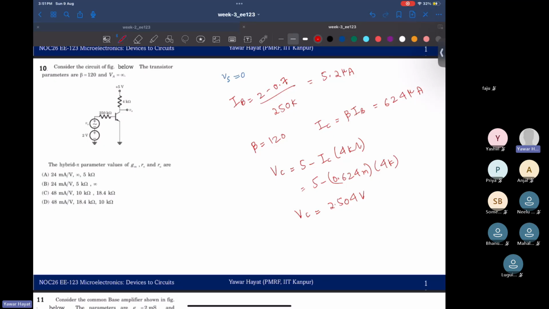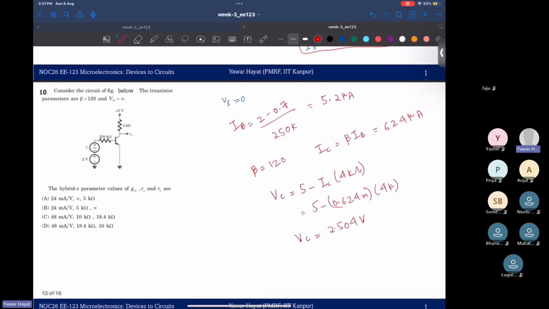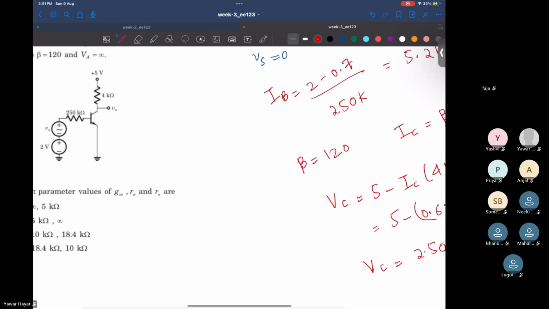Now, how do you check if your transistor is indeed in the forward active region? You compare VC with VB. VC is greater than VB, because our VB is 0.7 volt, since the emitter is grounded. So what we can deduce is the transistor is in forward active region.